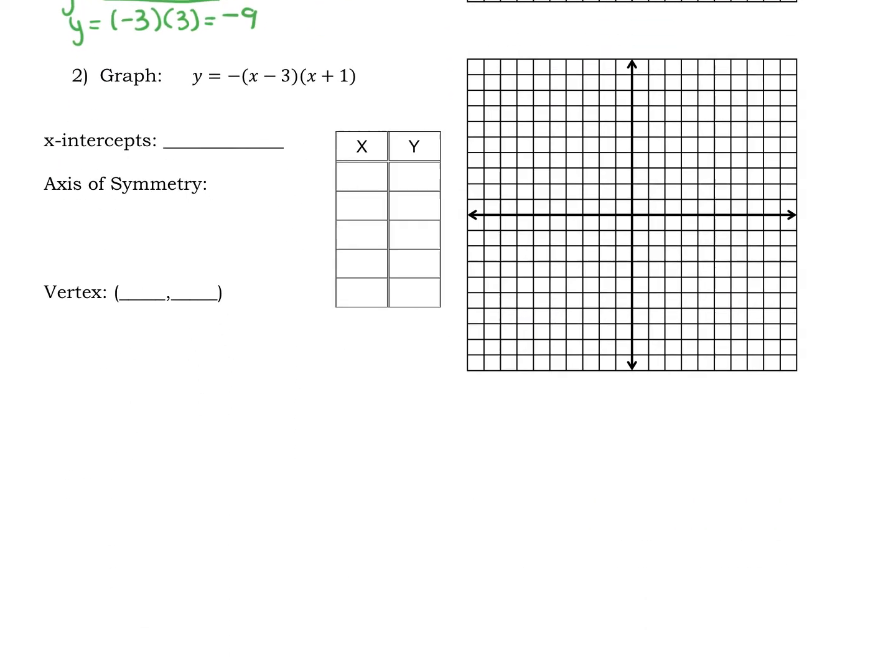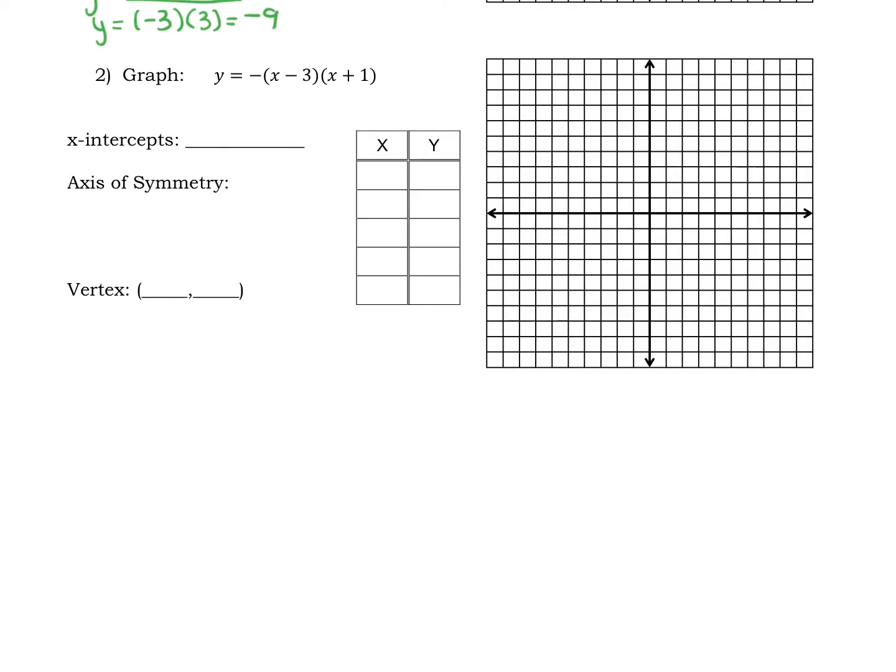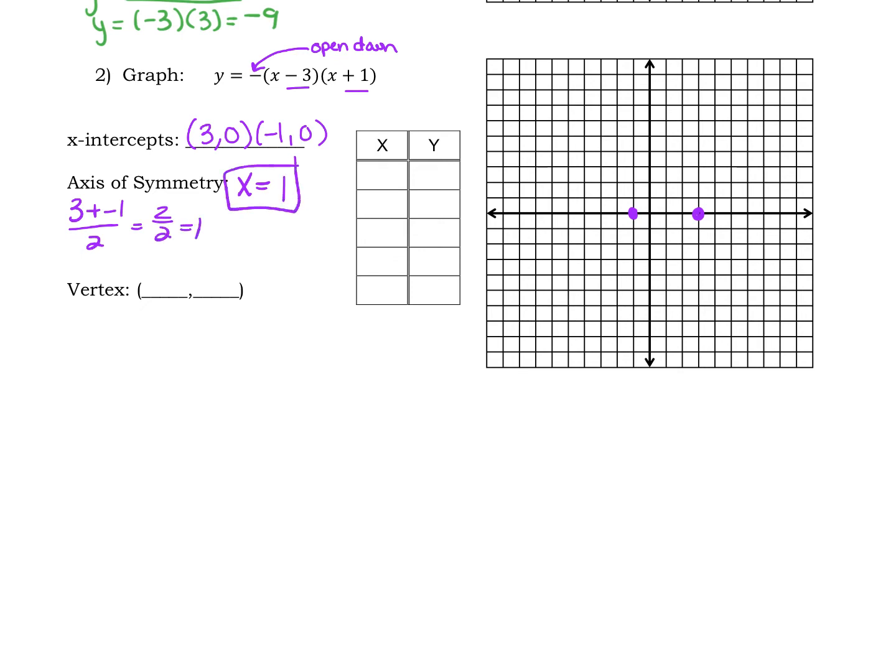Now let's do the same thing for the graph of number 2. So my x-intercepts are going to be positive 3 and negative 1. This negative in front does not affect the x-intercepts. It just tells me my graph is going to open down. But still opposite. So positive 3 and negative 1. And again, to find the axis of symmetry, I'm going to average my x-intercepts. And so I get my axis of symmetry is at 1, or I could find the halfway point between my x-intercepts, which would also be at 1.